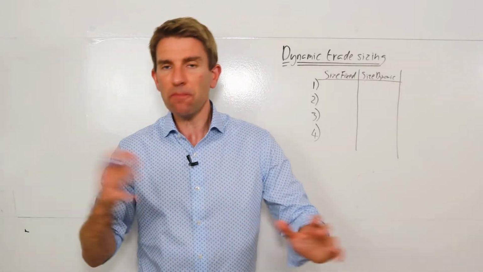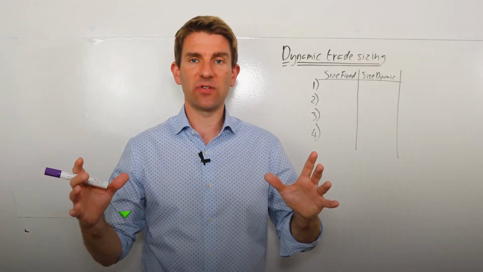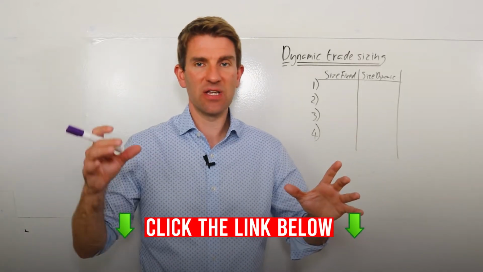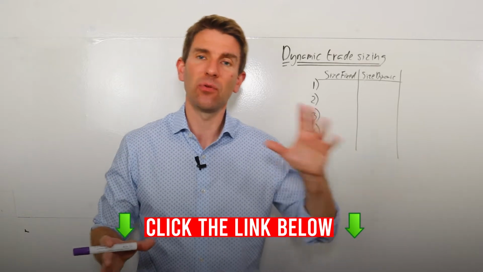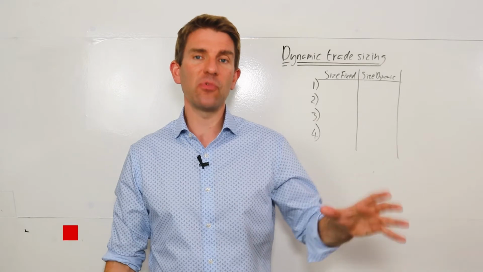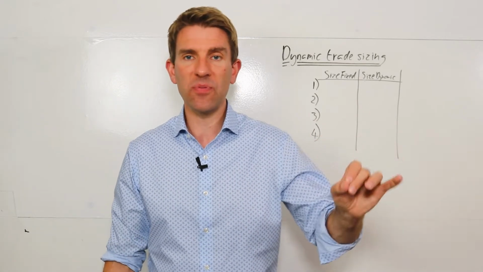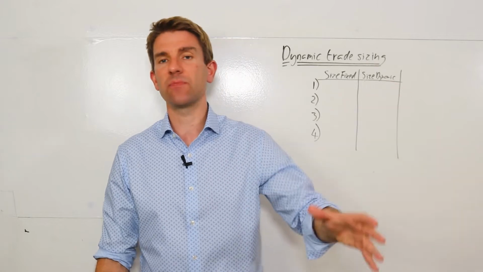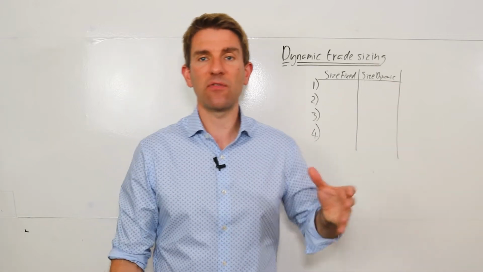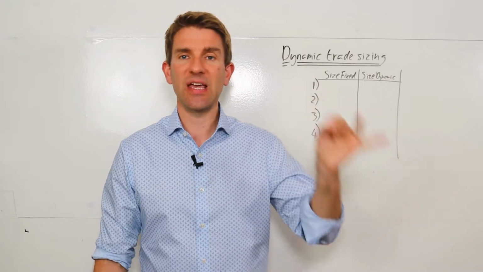All right, so in simple terms, how do we size our bets or our trades? We've got fixed position sizing and dynamic. Now fixed, we're not going to talk about too much, but just briefly, it is where we say, hey, I am risking X dollars or X percent of my account on each trade. 1%, 2%, $100, $1,000, $10,000, $50, whatever it is. It's a fixed value and you take each trade with the same value.